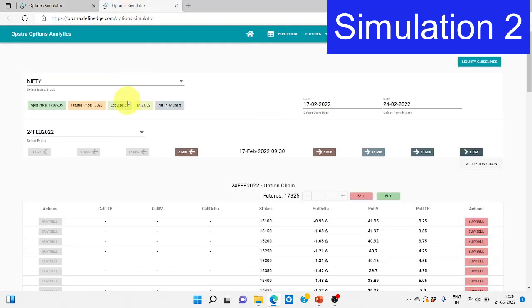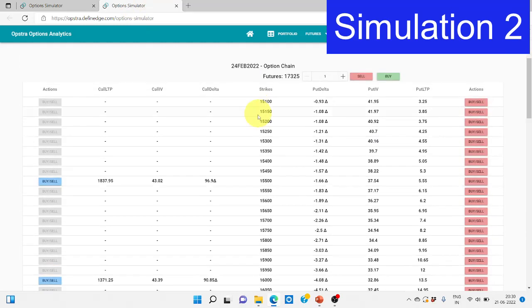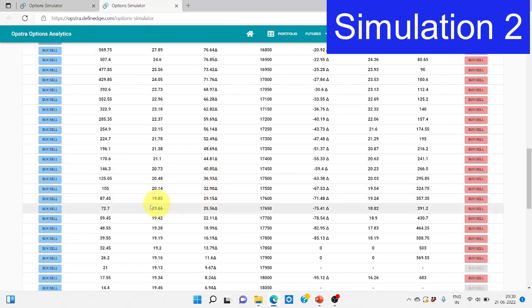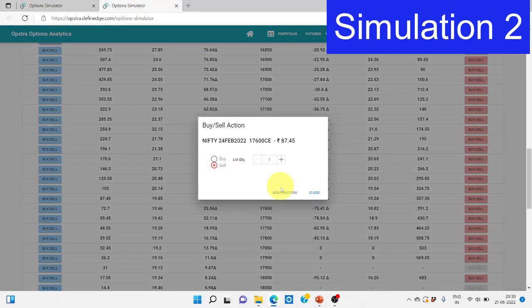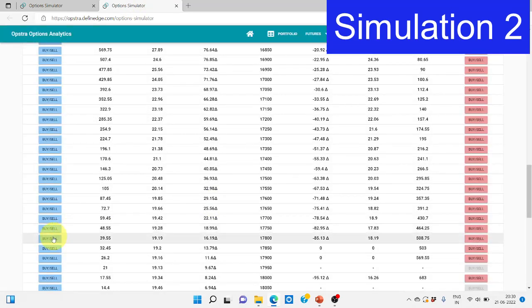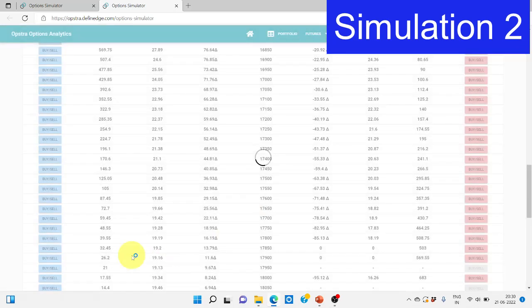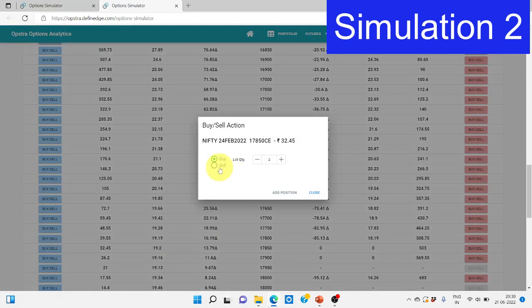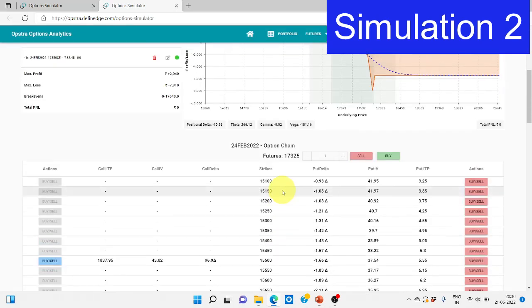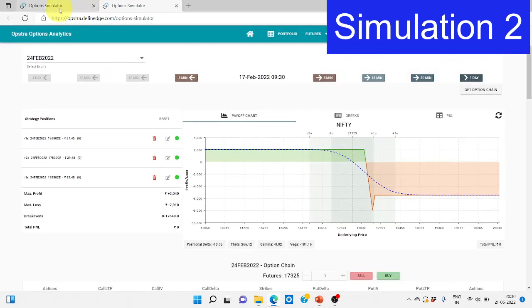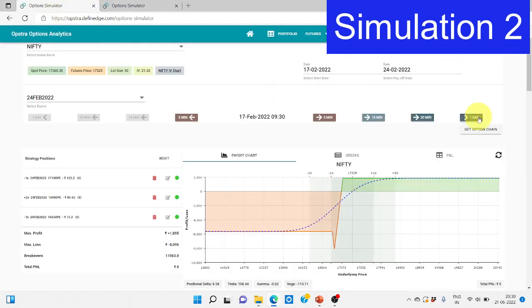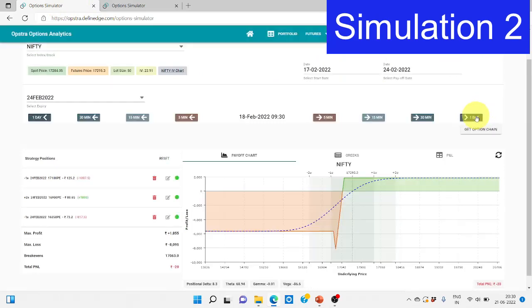Similarly on this side, 17,350 plus 250 is 17,600. So 17,600 we are going to sell one lot. 17,800 we are going to buy two lots. 17,850 we are going to sell one lot. This is the same rule that I have explained. Our payoff will look like this. Let's see what happens on 24th of February.